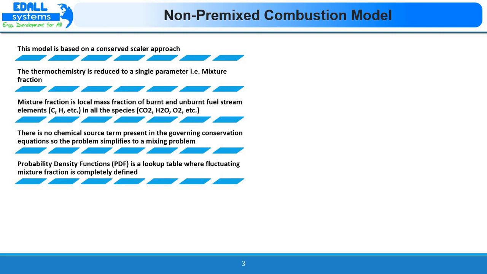So when we are using this mixture fraction approach, there is no chemical source term present in the governing conservation equations which we defined earlier, that is the species equations, and so the problem simplifies to a simple mixing problem. Also, in this model, a probability density function, that is a lookup table, is used where the fluctuating mixture fraction can be completely defined. We will get to know what this PDF or lookup table is, how we calculate it, and how we incorporate it in the simulation.